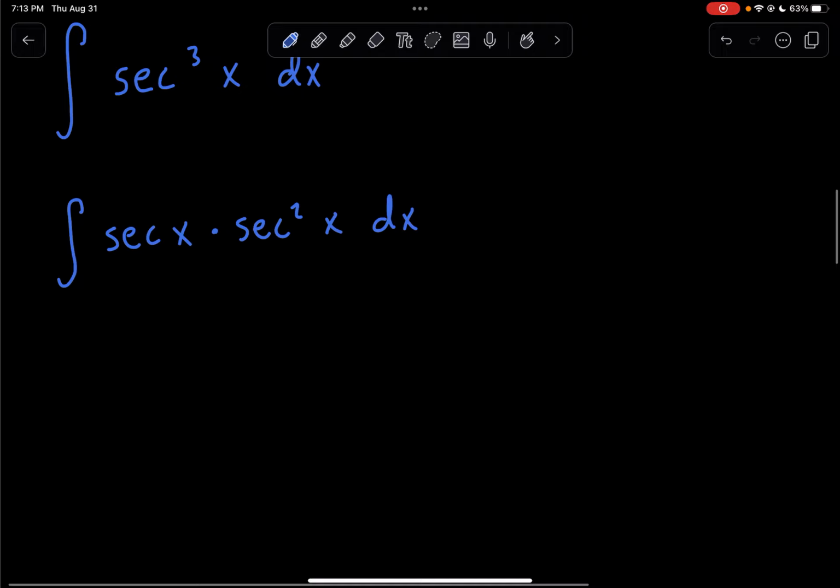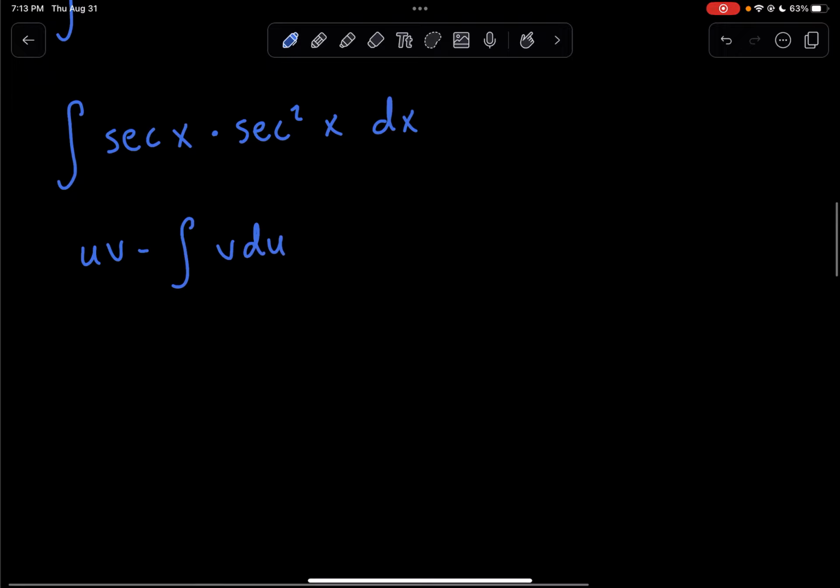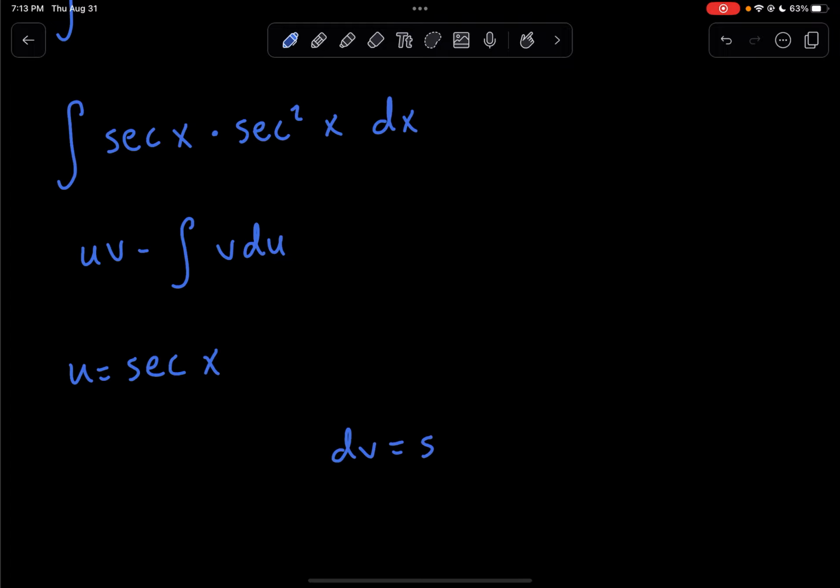Now we need to find our u and dv. So we're going to use the equation uv minus integral of v du, which is our integration by parts formula. And we're going to set u equal to secant of x, and dv will be secant squared x. Then in that case, we're going to know that du will just be secant x tangent x, and v will be tangent x.